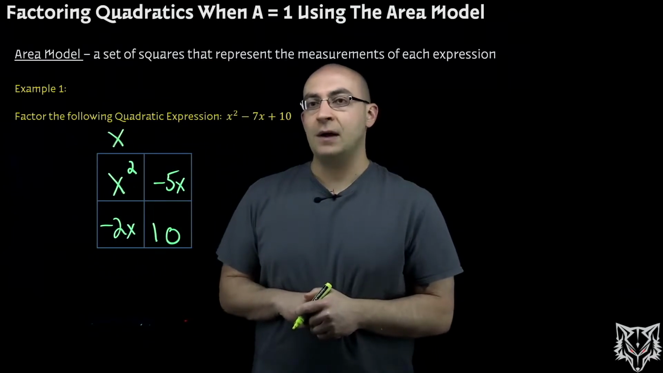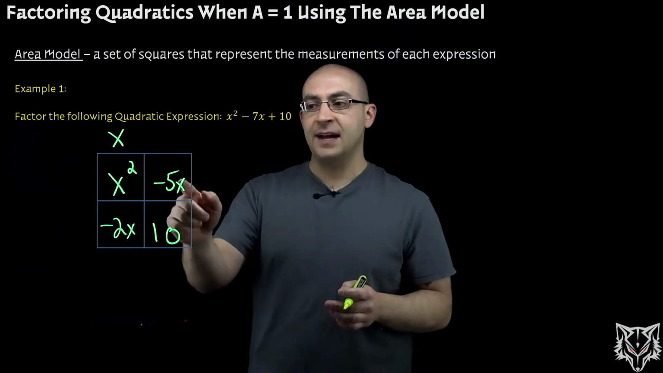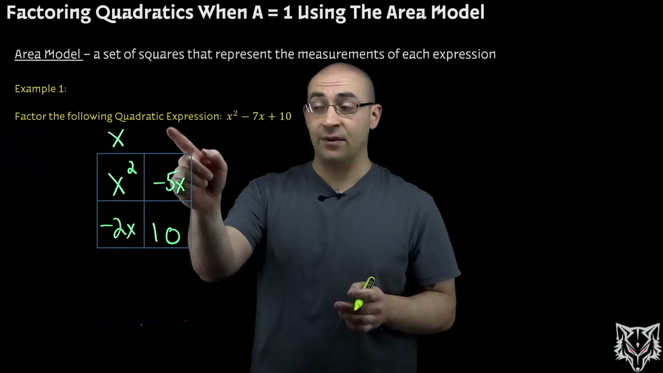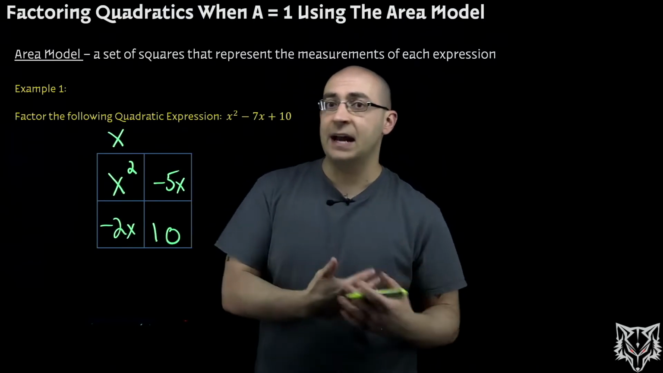All right. Well, let's continue with this process. If I have a negative 5x and a 10, and I'm trying to get a number up here, what do both these things have in common? What can I divide out evenly?